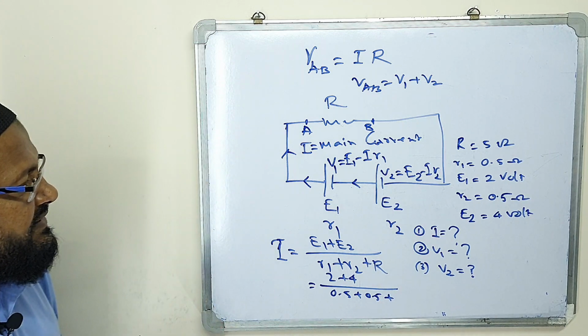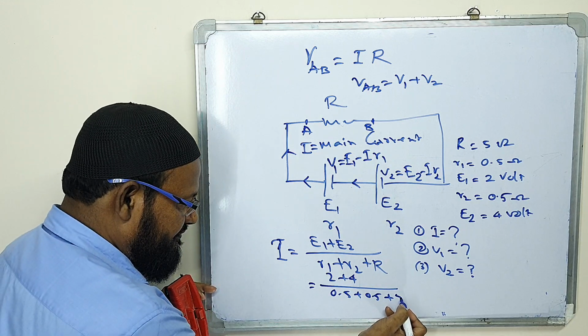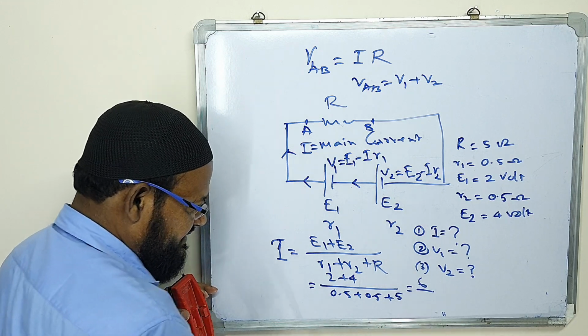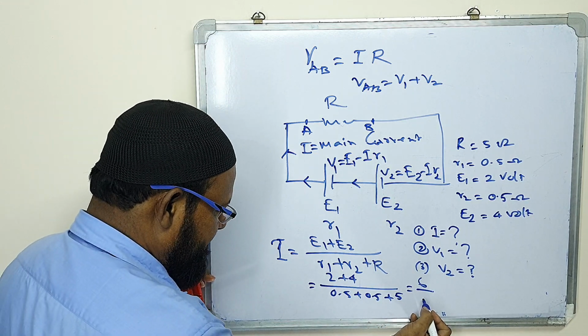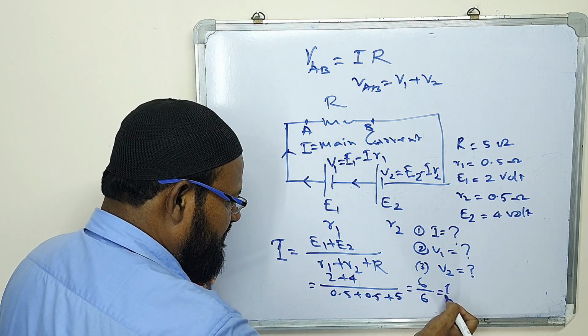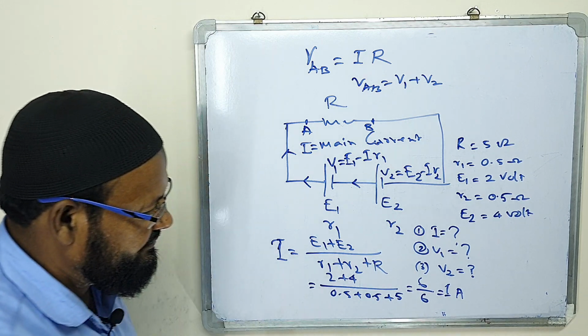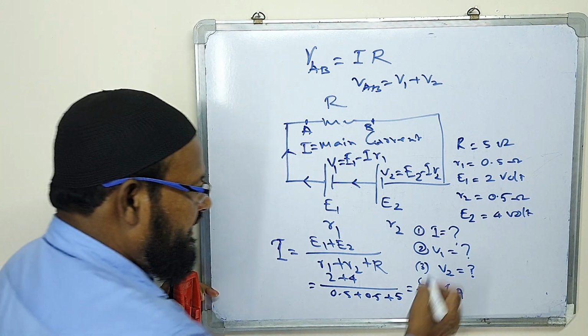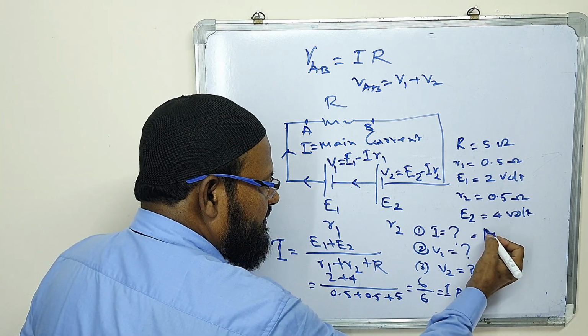And R, what is R? R is 5. What is this? This is 6. This is divided by 6. So what is this? This is 1 ampere. I is equal to, sir, 1 ampere.